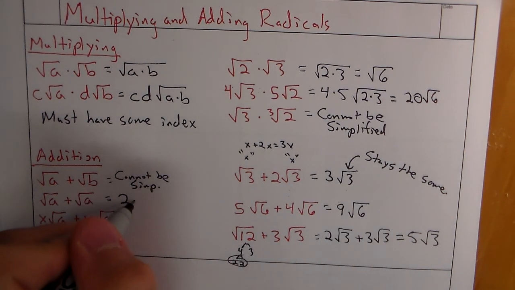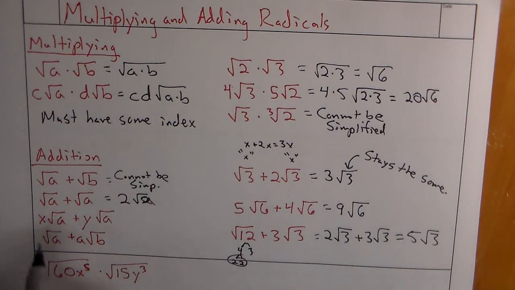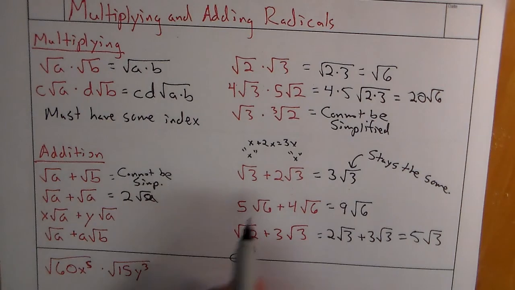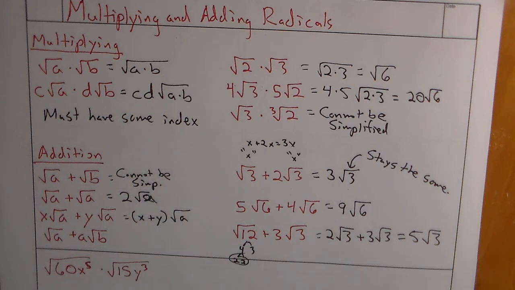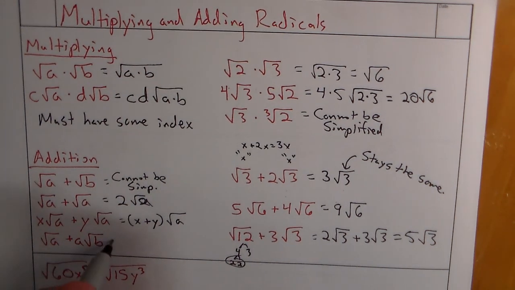Whereas if it's the square root of a plus the square root of a, you're going to say 2 square roots of a. If I have different coefficients, kind of like I had on this example, you're going to say it's x plus y times the square root of a. You're not changing a, it stays there, it's the coefficients you're adding. The last one, the square root of a plus a square root of b, also cannot be simplified.